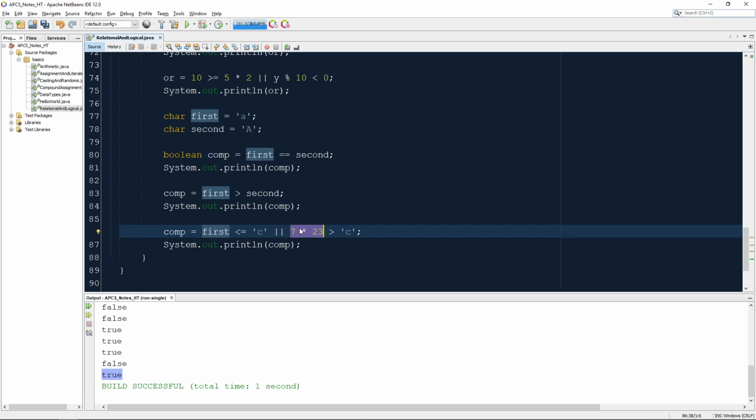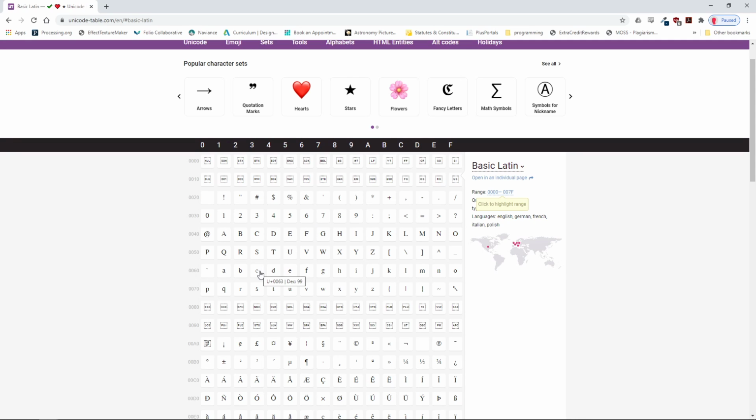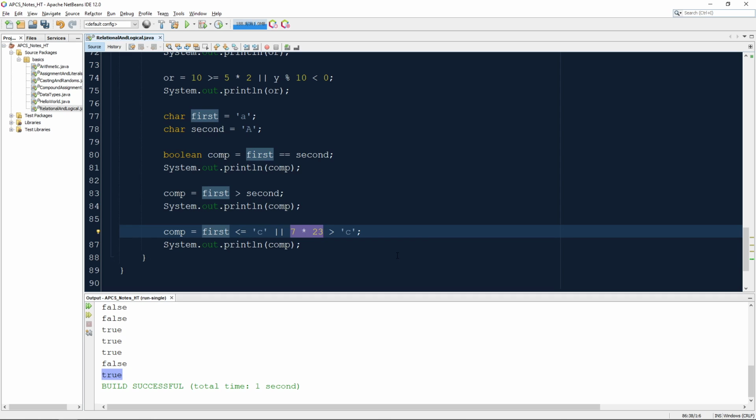7 times 23. 7 times 3 is 21. We have a 1. 7 times 2 is 14. So 161, I believe. Is 161 greater than the letter C? Well, let's look at the letter C. What value does the lowercase c have? In this case, it's 99. So that should be true, right? And so that may seem strange, but the answer is going to be true.